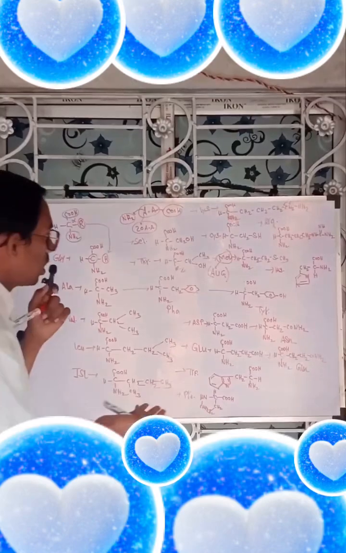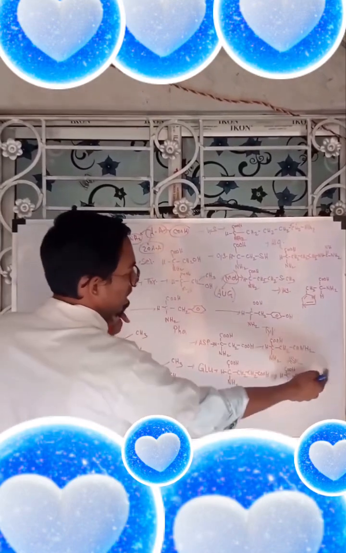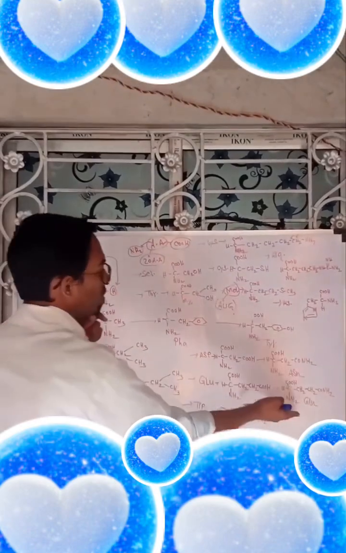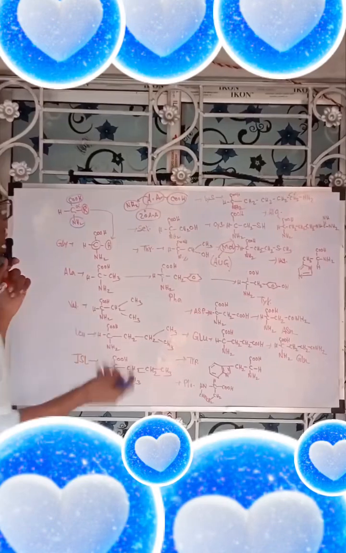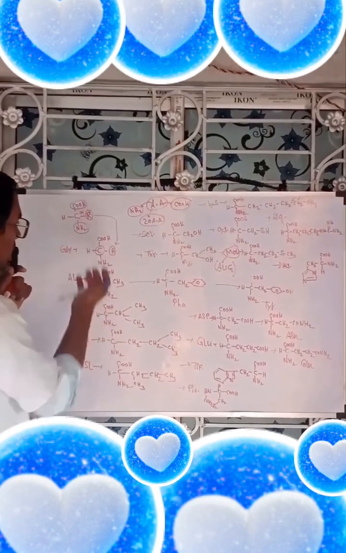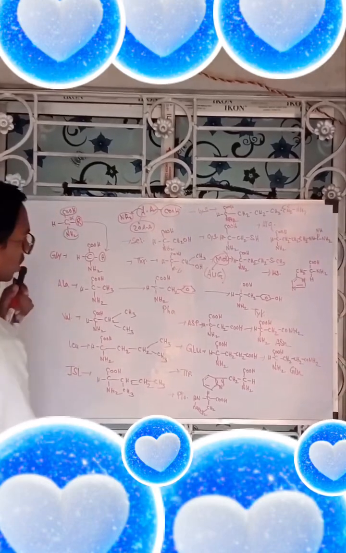And also you can see the amide-containing amino acids: asparagine and glutamine are amide-containing amino acids. So for understanding the amino acids, you need to understand the structure and the status of these amino acids. Now we come to the importance of these amino acids.